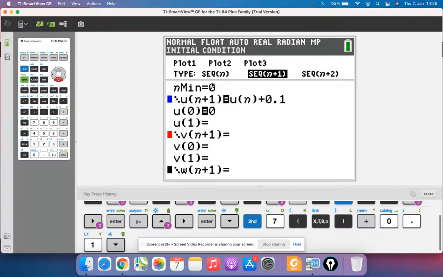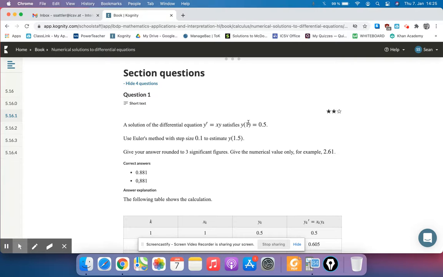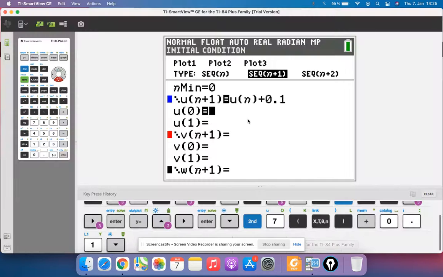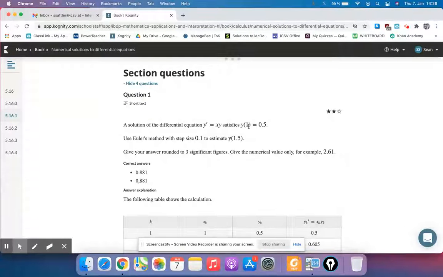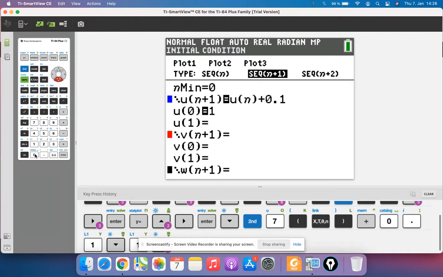And now these are the x values. So u of 0, if we go back, it says when x is 1, y is 0.5. So when x is 1, the x goes there and the y goes here. Y is 0.5. So that's where the initial condition goes. The u of 0 and the v of 0, those are the initial conditions. So that x coordinate is the 1 and the y is the 0.5. So that's where that goes.